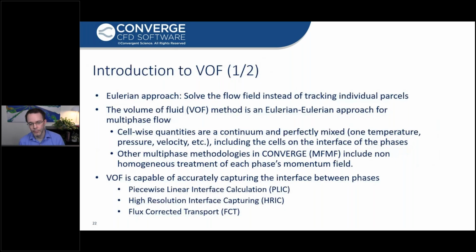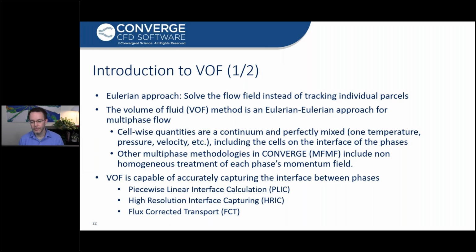In the volume of fluid approach, which will be the main approach that we look at today in modeling the multi-phase flow in compressors, the flow field is solved instead of tracking parcels for both phases. The volume of fluid method in Converge is an Eulerian-Eulerian approach in that both the liquid and the gas phase are treated in the Eulerian sense, where cell-wise quantities are continuum and perfectly mixed, including the cells on the interface of the two phases. There is one temperature, pressure, and velocity for all the cells, regardless of what phase they are in. Other methodologies are included in Converge, including the multi-fluid, multi-field approach, which allows non-homogeneous treatment of the momentum field. However, we won't be discussing that one in this particular webinar.